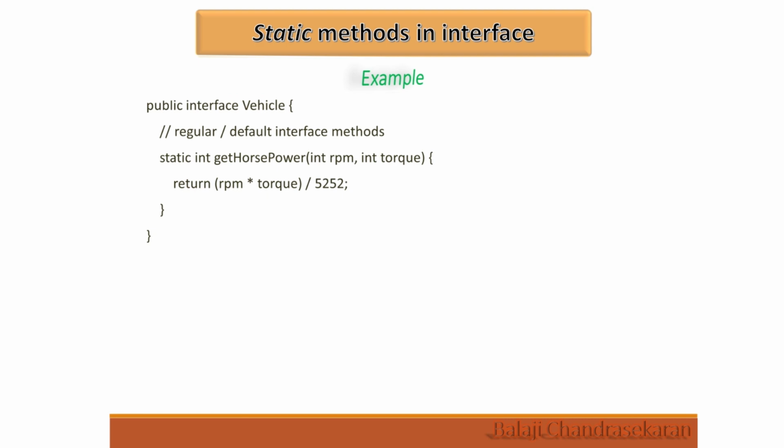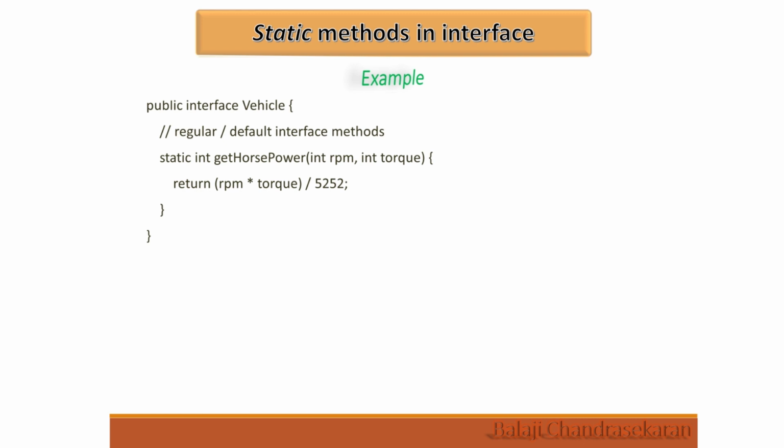To understand how static methods work in interfaces, let us refactor the Vehicle interface and add a static utility method to it. Defining a static method within an interface is identical to defining one in a class. Moreover, a static method can be invoked within other static and default methods. Let us suppose that we want to calculate the horsepower of a given vehicle's engine. We just call the getHorsepower method.